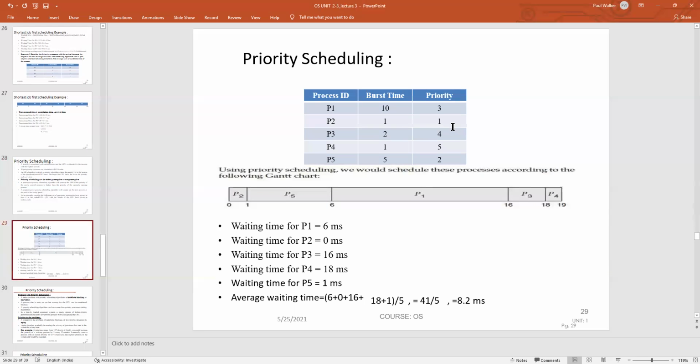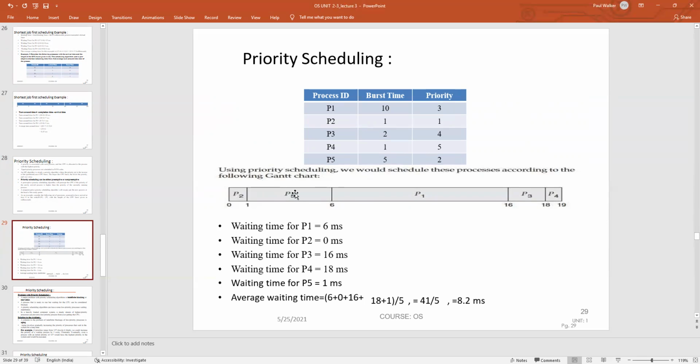priority order. For example, process P2 has the least priority order, which is given here. For process P2, the burst time is 1 and the priority is 1. So we have listed it here. After 1, the next least priority value is process P5, which has 2 here, and the burst time is 5 here.